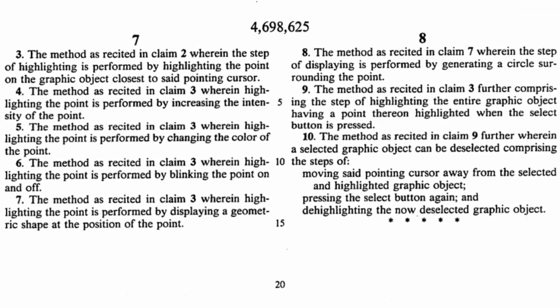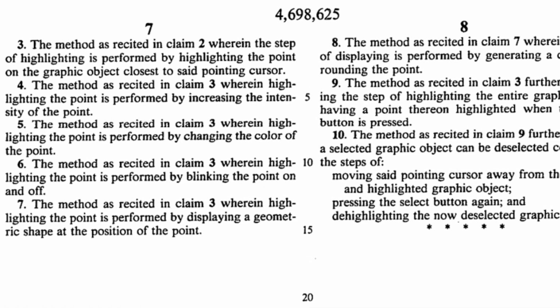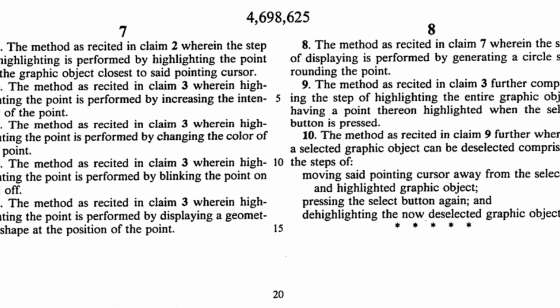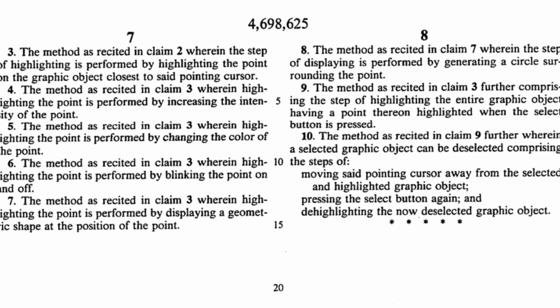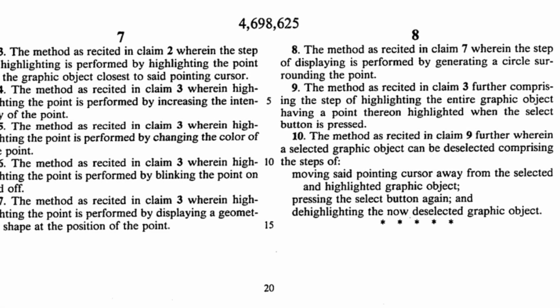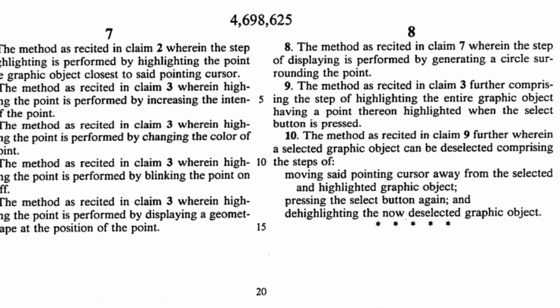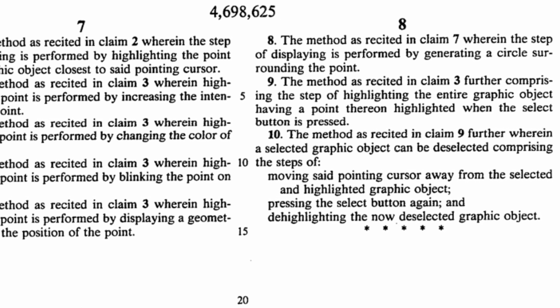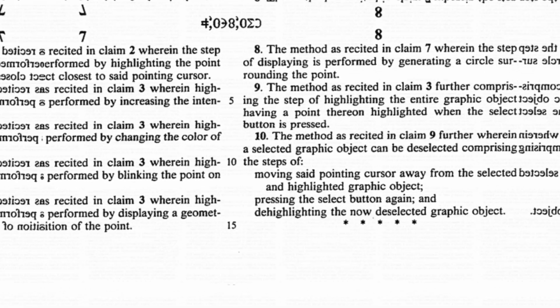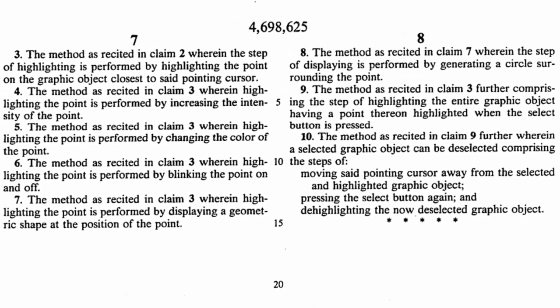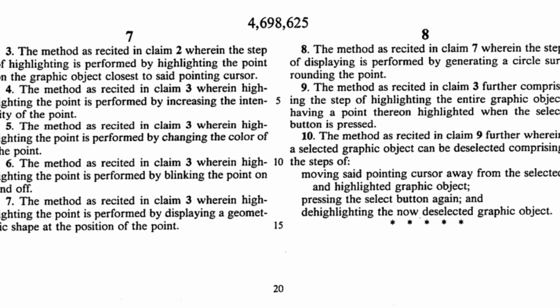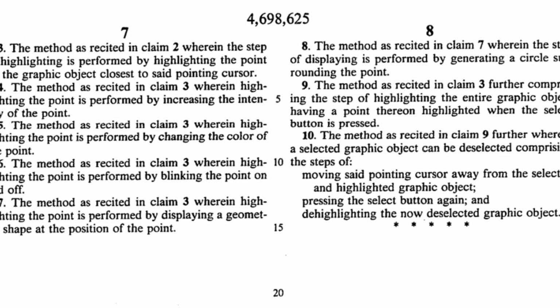4. The method as recited in Claim 3, wherein highlighting the point is performed by increasing the intensity of the point. 5. The method as recited in Claim 3, wherein highlighting the point is performed by changing the color of the point. 6. The method as recited in Claim 3, wherein highlighting the point is performed by blinking the point on and off. 7. The method as recited in Claim 3, wherein highlighting the point is performed by displaying a geometric shape at the position of the point. 8. The method as recited in Claim 7, wherein the step of displaying is performed by generating a circle surrounding the point.